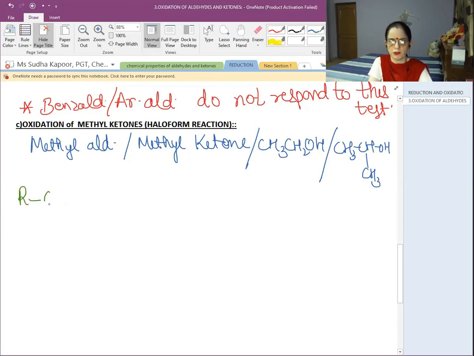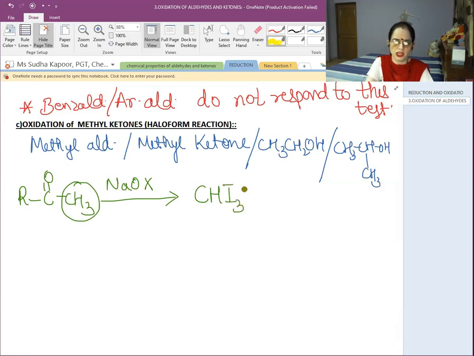So taking an example of a ketone with the methyl part. As soon as we add NaOX, that is sodium hypohalide, to it, this methyl part, the methyl that is attached to the CO part, is converted into CHI3. What is the main thing about CHI3? It is the yellow PPT. Remember here, student, that CHI3 is yellow PPT, also known as iodoform. If we have taken X as I, then we will be getting CHI3, that is known as the iodoform.